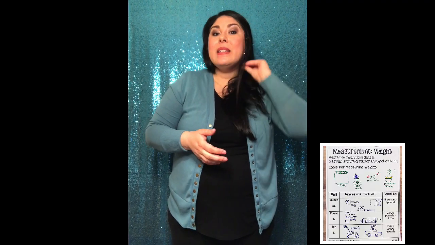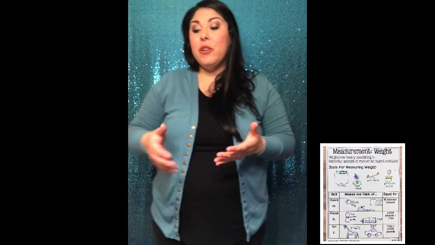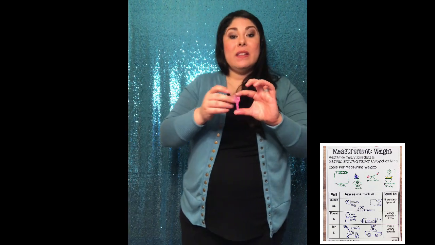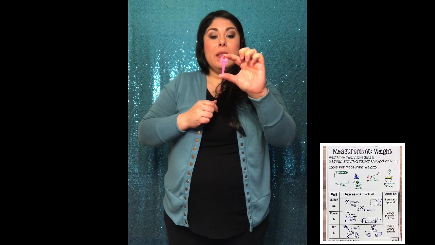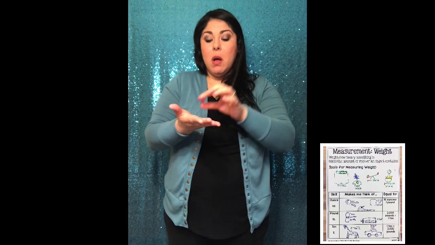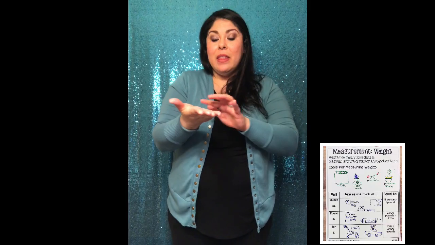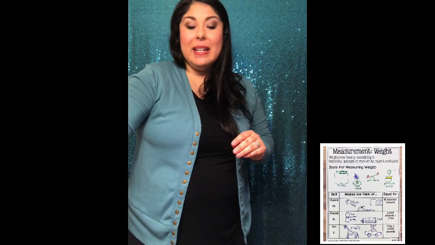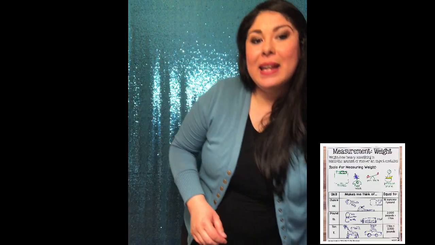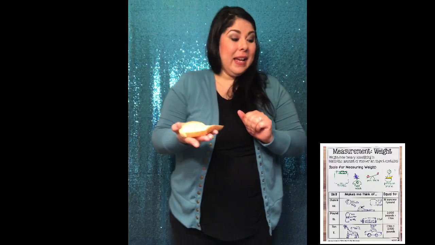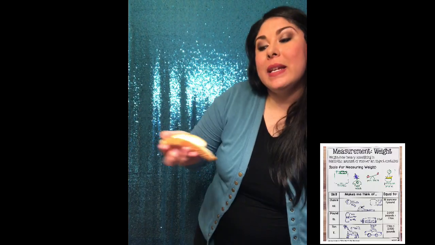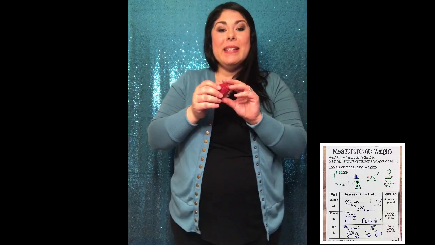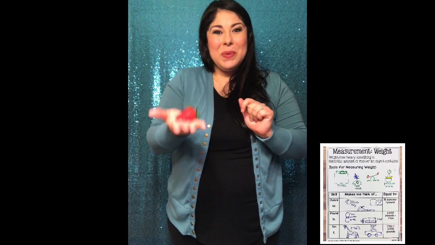Now, what kinds of units are there in weight? Well, the first unit that I'm going to talk to you about is the ounce. An ounce is a small unit of weight. It is about the weight of a key, a small key. So when you're holding a key in your hand, think about how that's about an ounce. Another item that is about an ounce is a slice of bread. This is about 1 ounce. And another item that's about an ounce is a strawberry. So these items weigh about an ounce.